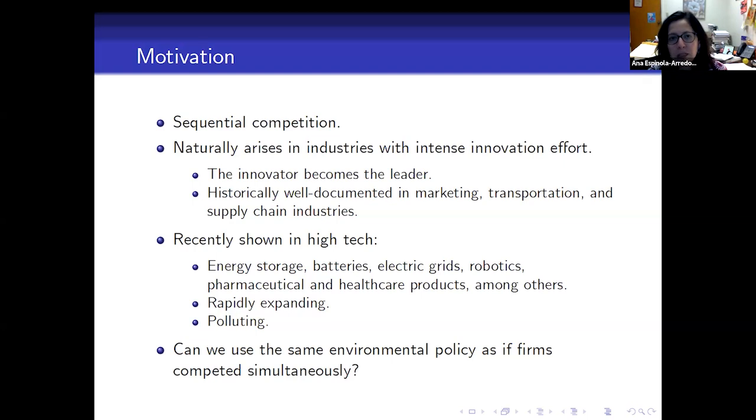There are two main characteristics of this type of competition: they are rapidly expanding, but they are also producing pollution. And that takes us to our research question. The main point in the paper is to examine whether or not we can use the same environmental policy as if firms compete simultaneously. So what we want to examine here is what are the output inefficiencies that are generated when the regulator thinks that it's facing an industry in which firms are simultaneously deciding their output level, but in fact, they are sequentially competing. So what are the inefficiencies that the regulation introduced in that particular case?